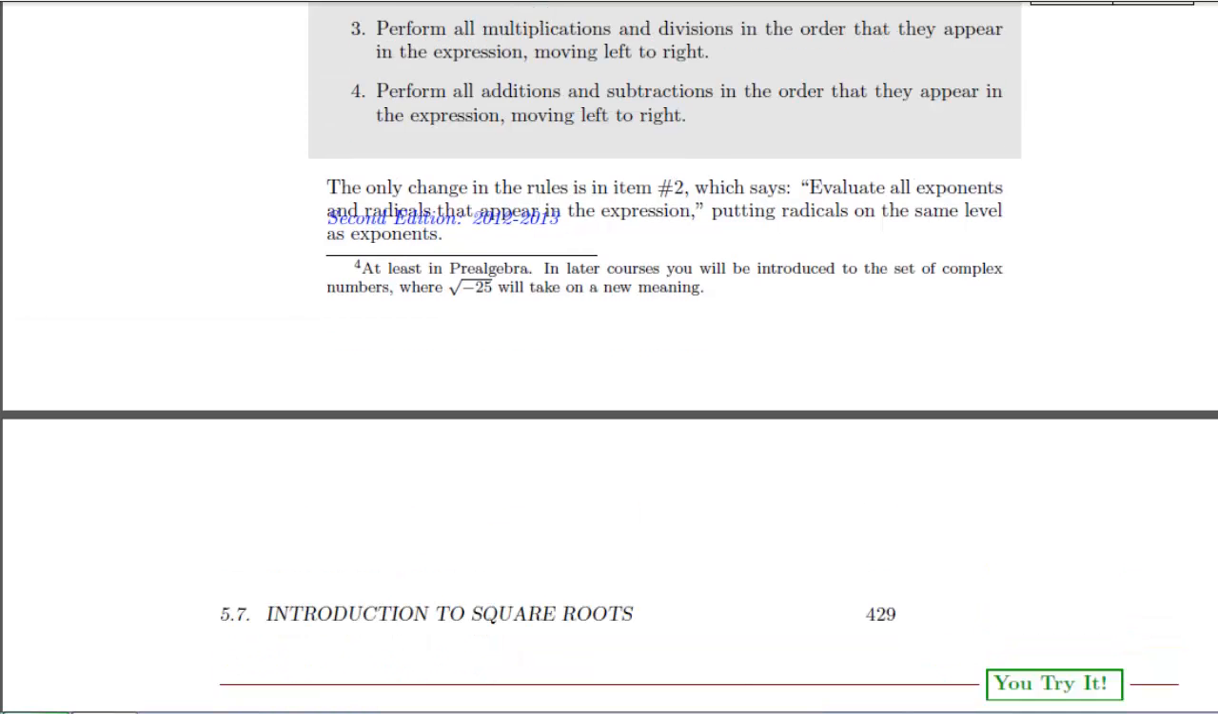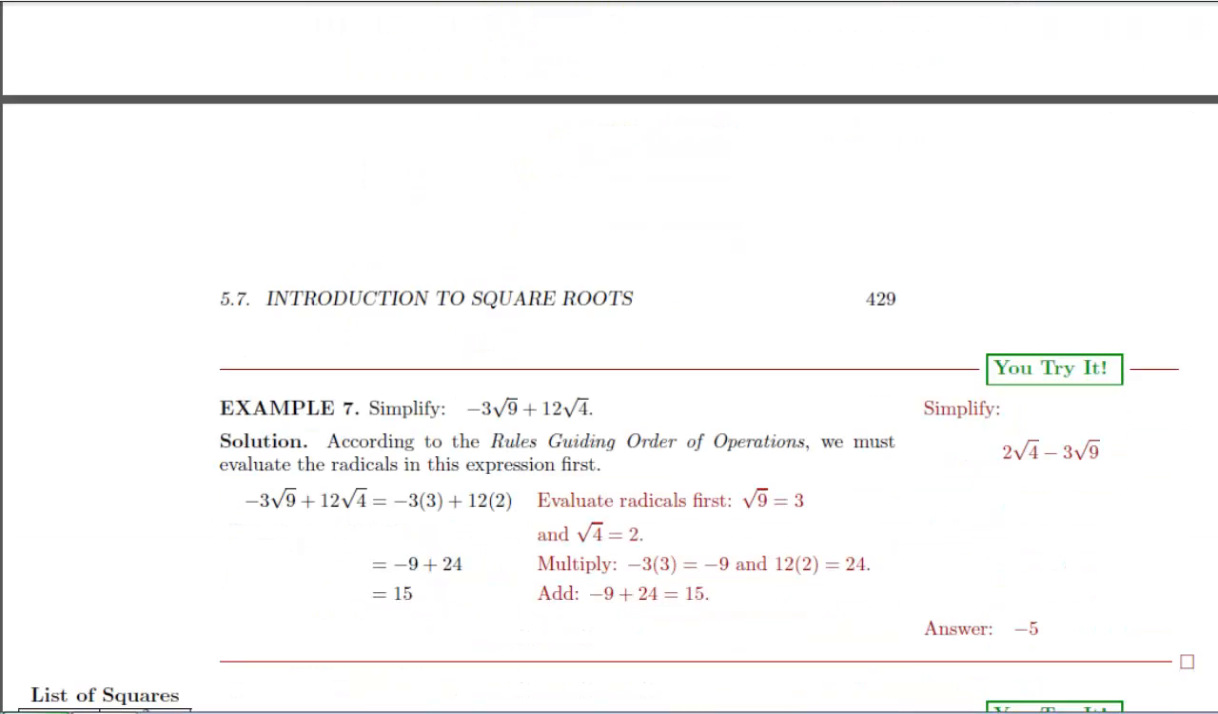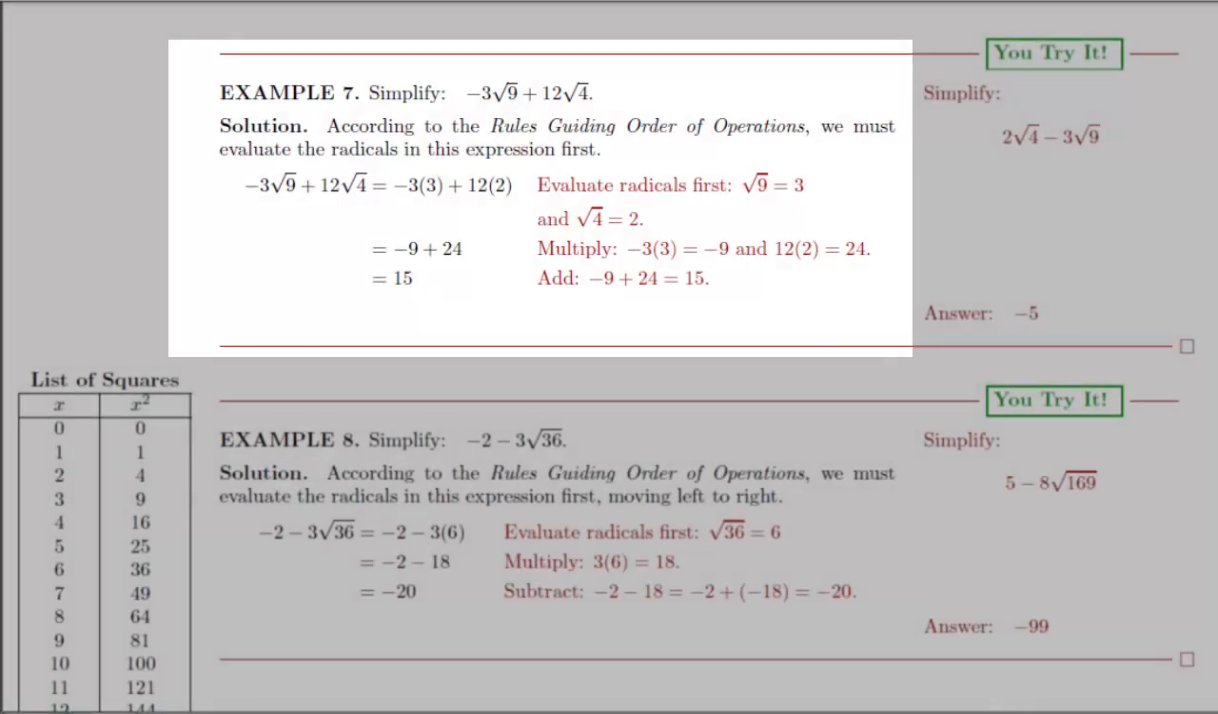The only change in the rules is in item number 2, which says evaluate all exponents and radicals that appear in the expression, putting radicals on the same level as exponents. Example 7. Simplify negative 3 square root of 9 plus 12 square root of 4. Solution. According to the rules guiding order of operations, we must evaluate the radicals of this expression first. So evaluating the radicals, square root of 9 is 3 and square root of 4 is 2. Then multiplying, negative 3 times 3 is negative 9 and 12 times 2 is positive 24. So negative 9 plus 24 is positive 15.